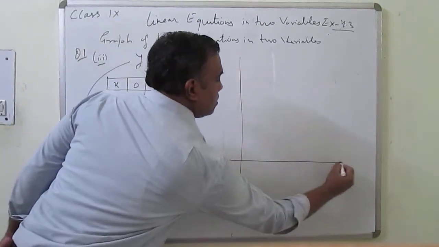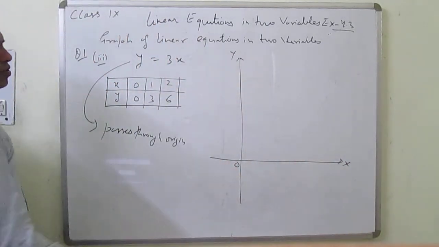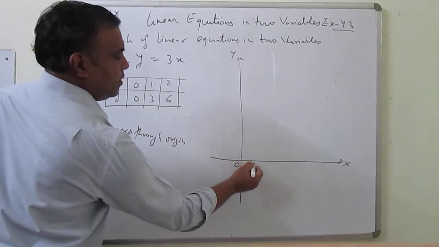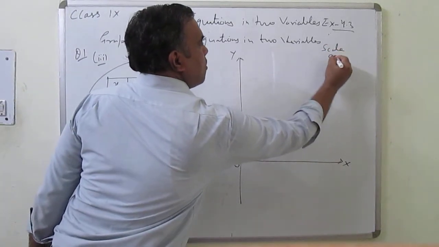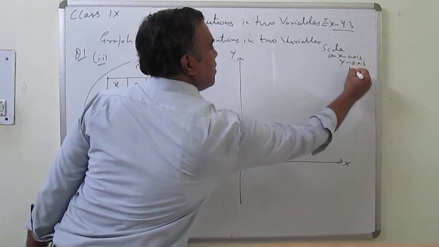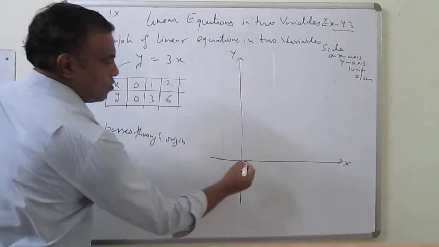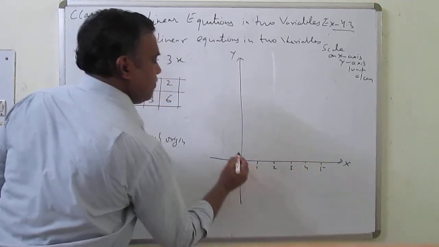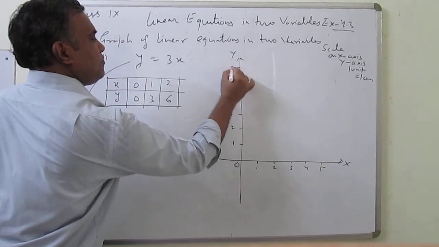See here, this is the x-axis, this is the y-axis, and this intersecting point is 0, the origin. Now you can take a scale: 1 unit is equal to 1 centimeter. Scale ले लीजिए on the x-axis and y-axis. 1 unit is equal to 1 centimeter. So 1 unit, 2, 3, 4, 5. 1, 2, 3, 4, 5, 6.